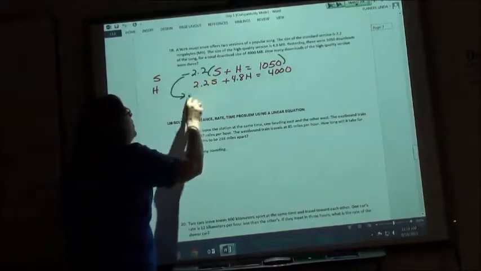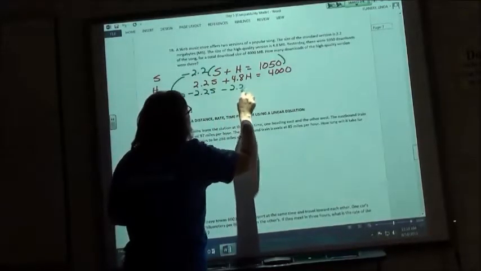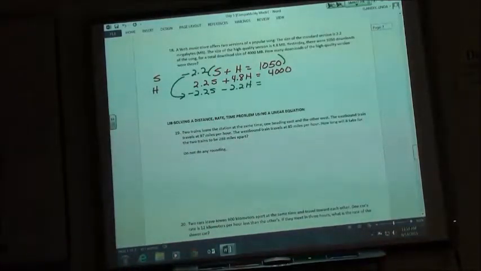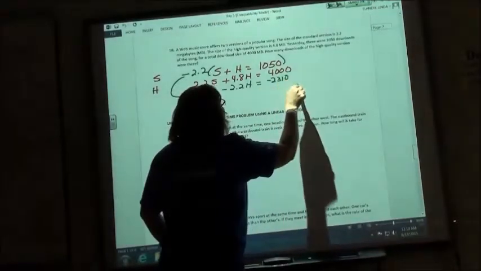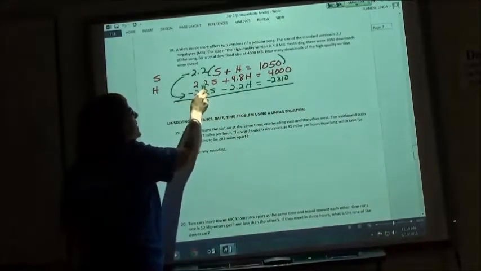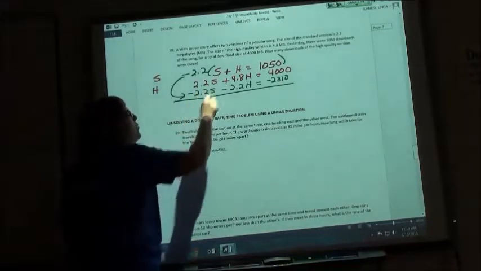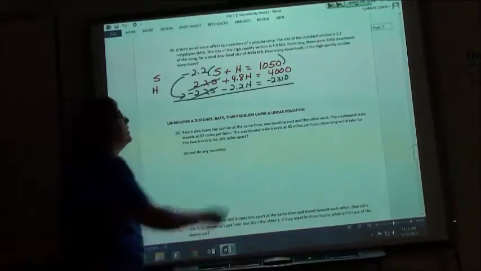So negative 2.2S, negative 2.2H, and then I have to take negative 2.2 times 1,050, which is negative 2310. Now I'm going to add my second equation with my new equation. 2.2 minus 2.2 is going to cancel out my S's. That was my whole purpose.